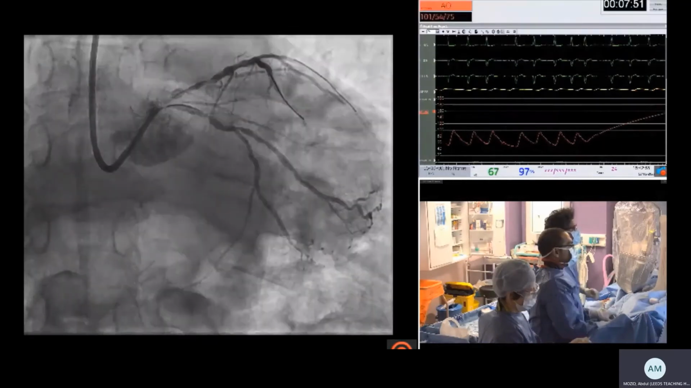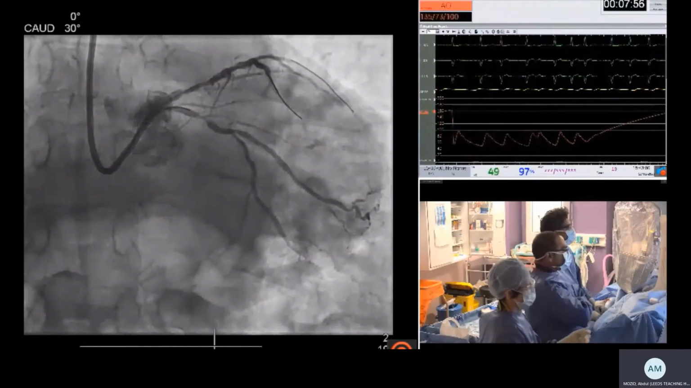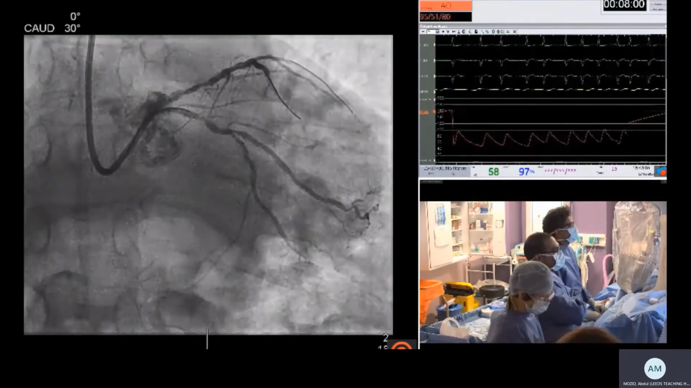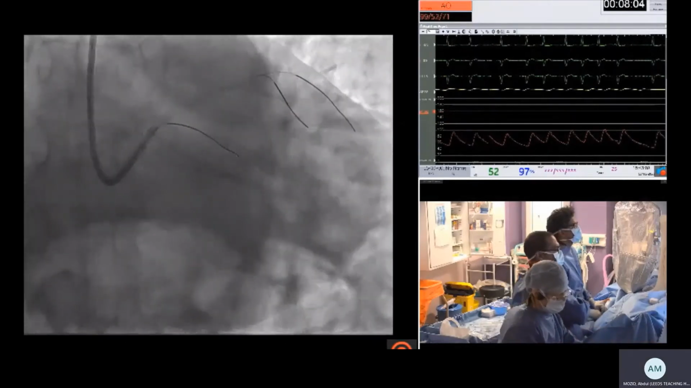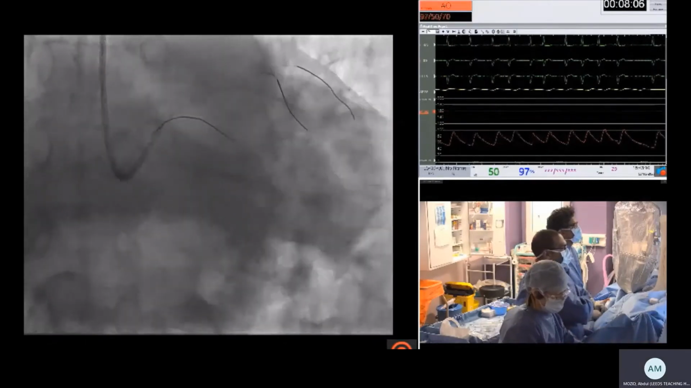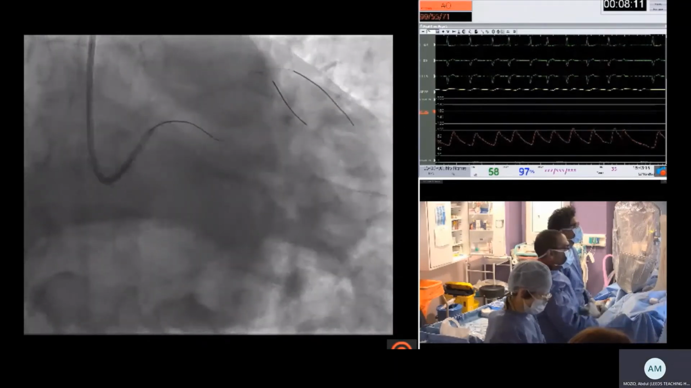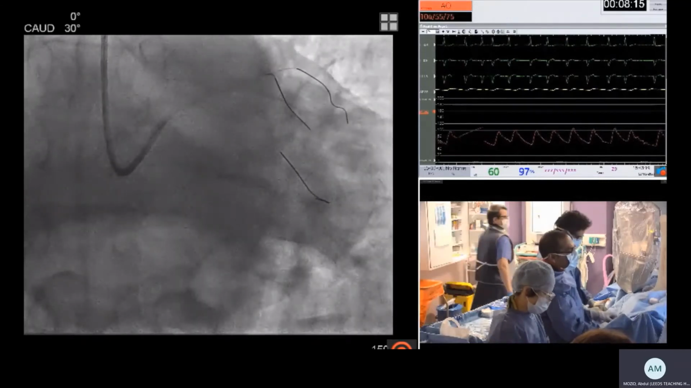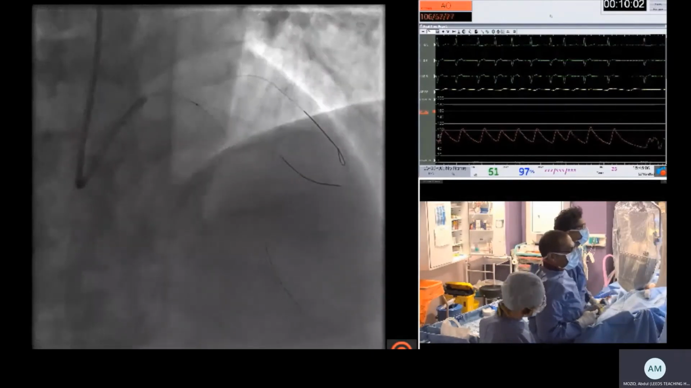So the LAD was wired, and we then went on to wire the circumflex, again with another Cyan blue wire. As you can see here, there's significant proximal circumflex disease as well as further disease at the AV circumflex bifurcation. The strategy was to treat the proximal vessel only and the ostium in the bifurcation stenting. So we initially dealt with the LAD diagonal bifurcation.